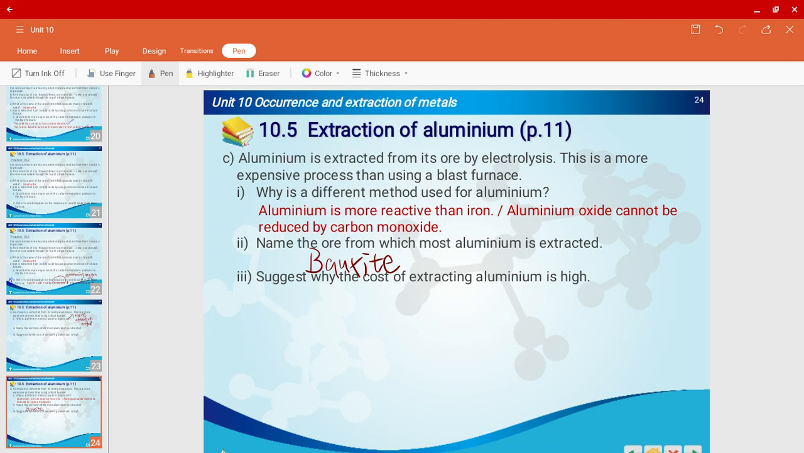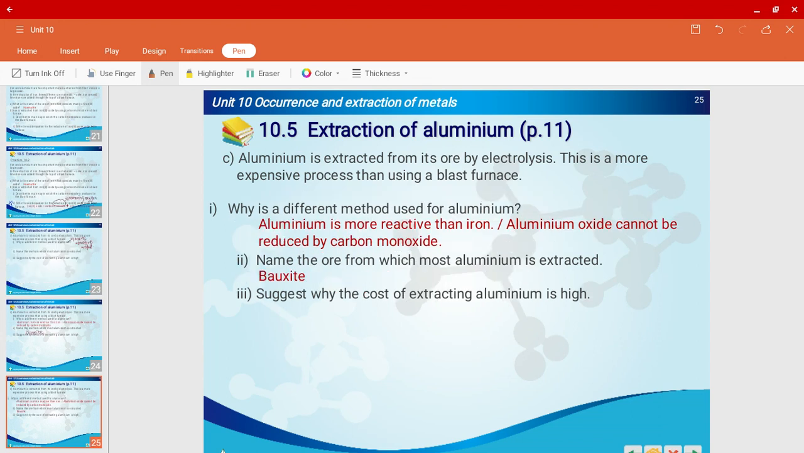Question 3. Suggest why the cost of extracting aluminium is high. In other words, why is electrolysis an expensive process? Obviously, because electrolysis, what is electrolysis actually? Electrolysis is using electricity to separate something, right? To remove or separate something. So why is it costly? It is because there is a high cost of using electricity.